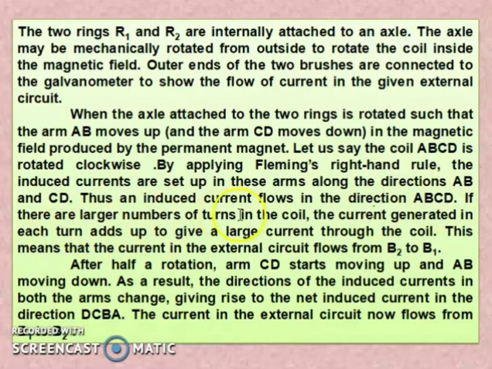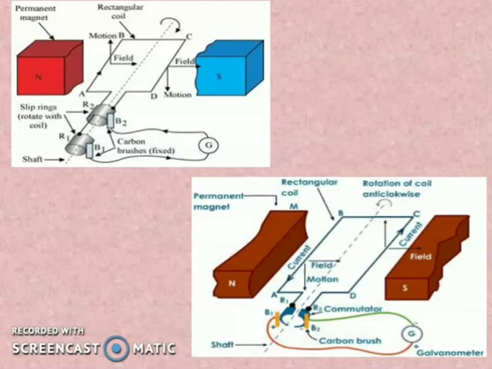If there is a large number of turns in the coil, the current generated in each turn adds up to give a large current through the coil. This means that the current in the external circuit flows from B2 to B1. Now see the first diagram. In this diagram, you can see the rotation of a rectangular coil. It will be in a clockwise direction.